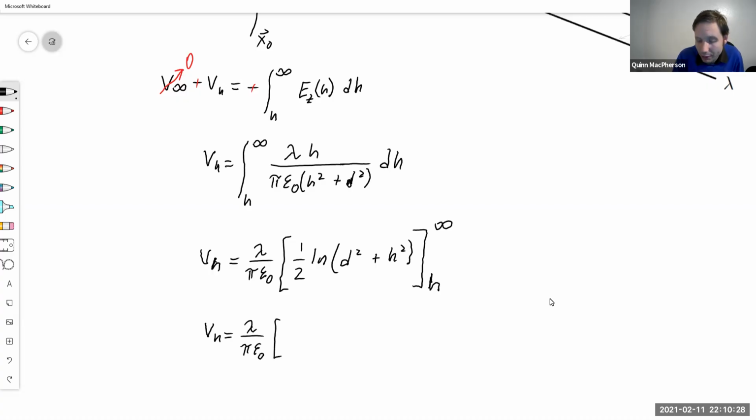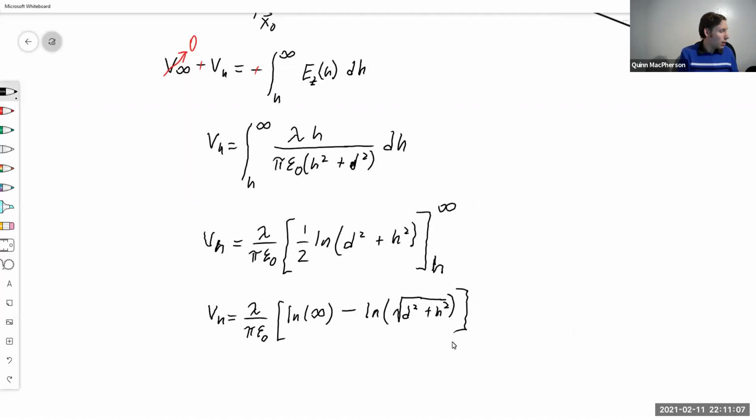If I stick in infinity, I get 1/2 the natural log of infinity squared. Who cares about the d if it's added to infinity squared? So basically we get the natural log of infinity minus, and I'm going to take the 1/2 into the natural log, it becomes a square root, ln of the square root of d squared plus h squared. That's pretty cool.